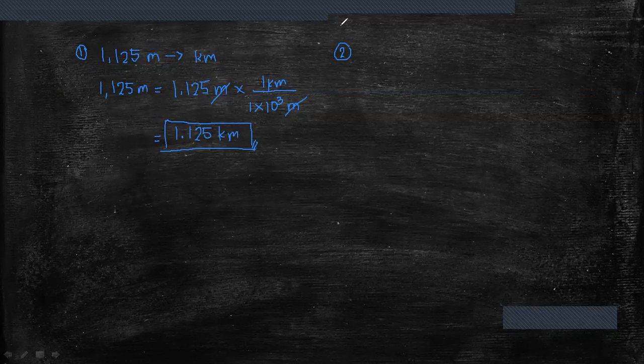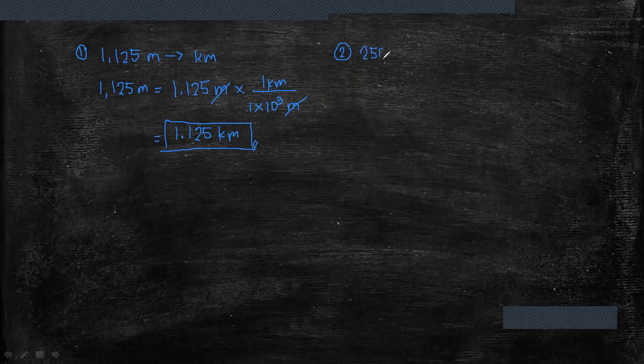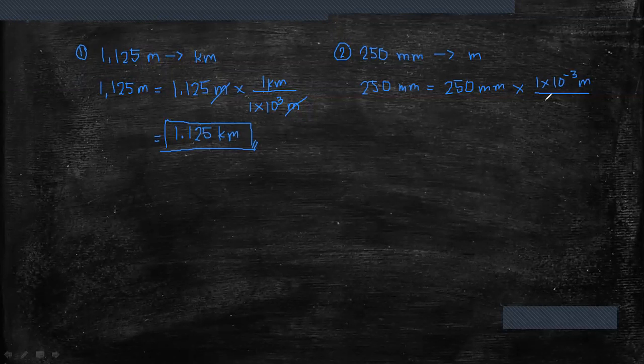Number 2 problem. 250 millimeter, convert to meter. 250 millimeter is equal to, let's multiply this one by 1 times 10 raised to negative 3 meter is equal to 1 millimeter, so that we could eliminate the unit millimeter. Therefore, we have 0.25 meter.